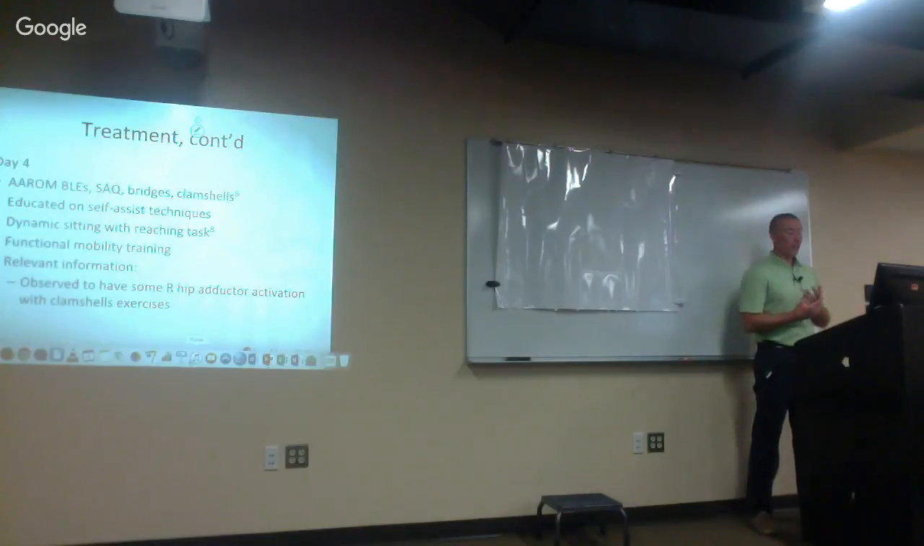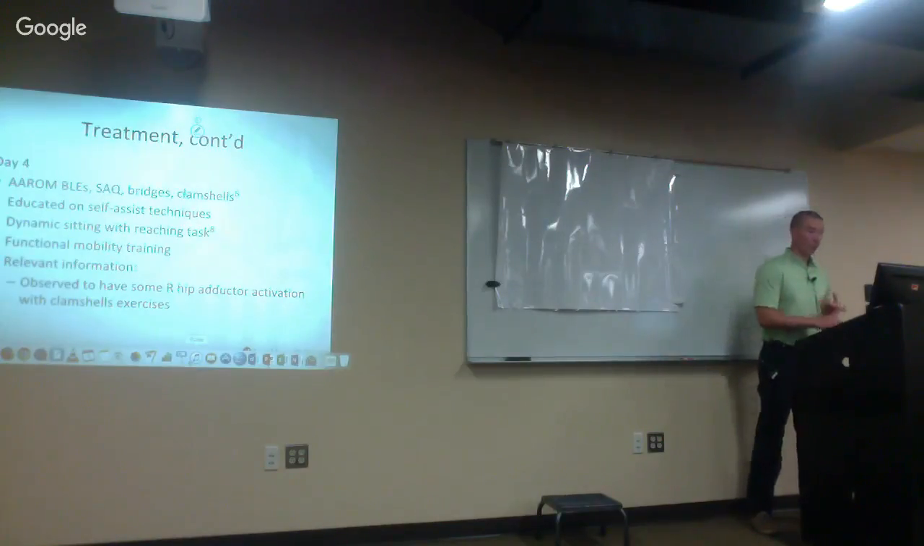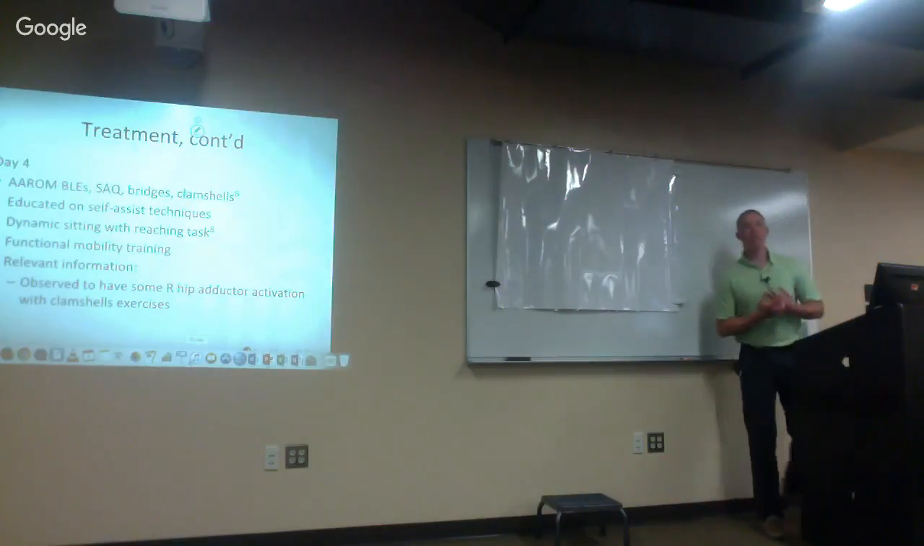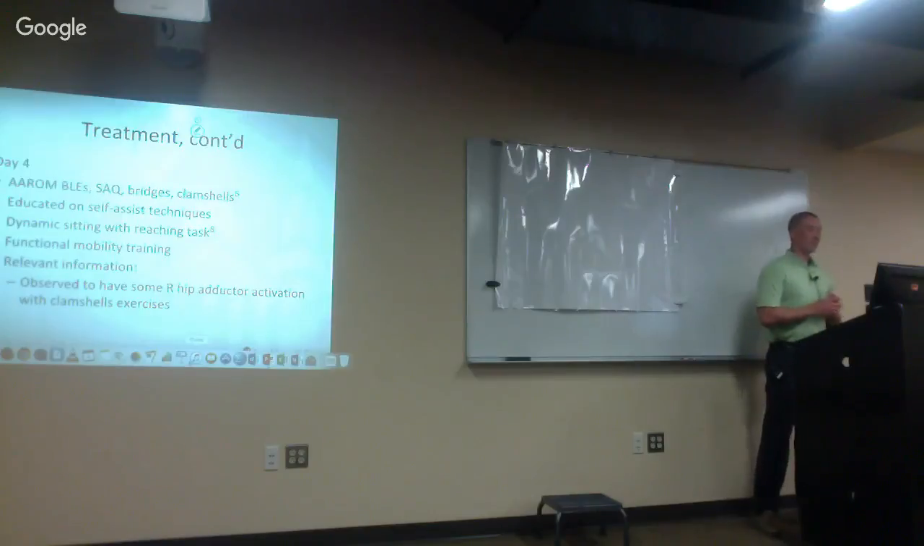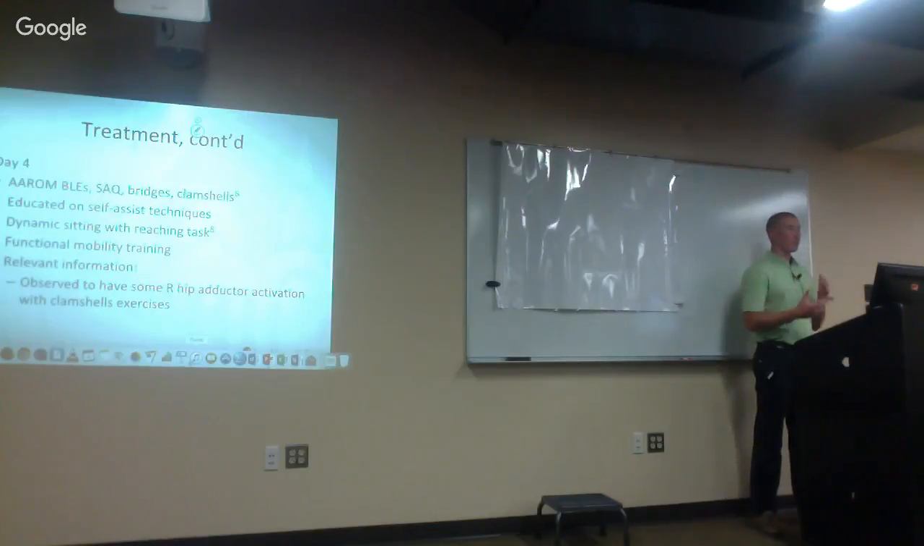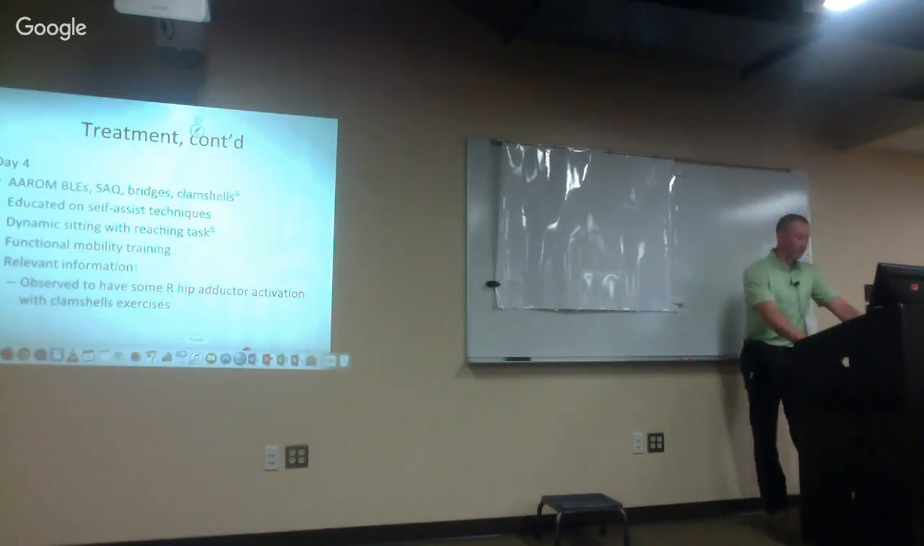So we kind of focused our plan of care more toward independence, as independent as you could be. So we started educating her on self-assist techniques for rolling, hooking the good leg over the other leg, using a towel for range of motion and stretching. And we also did the dynamic sitting again with the reaching, still seeing some improvement there, and then hitting the functional mobility.